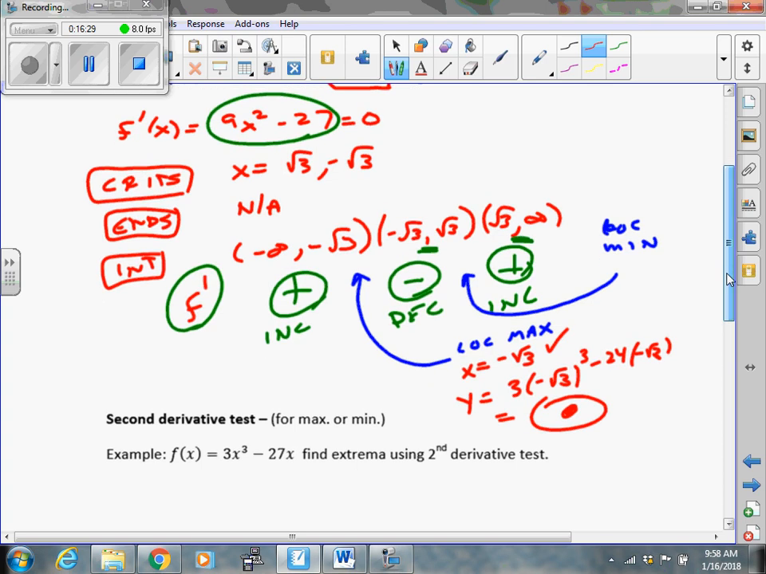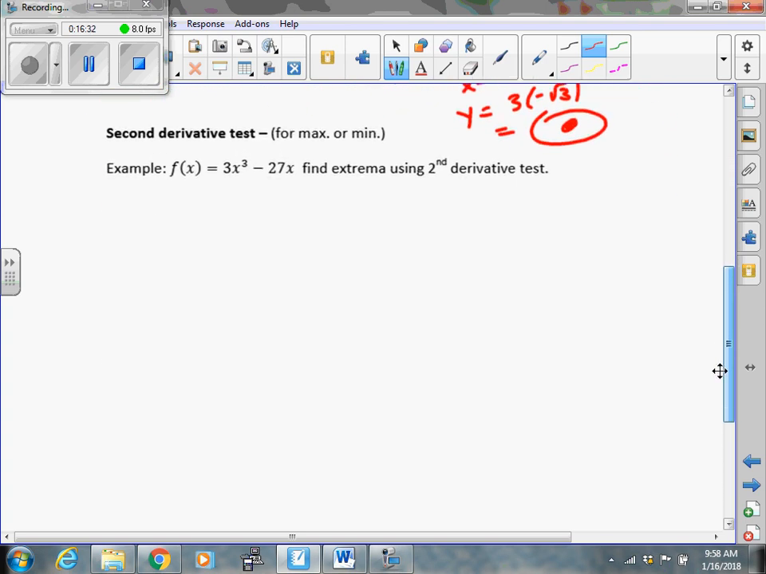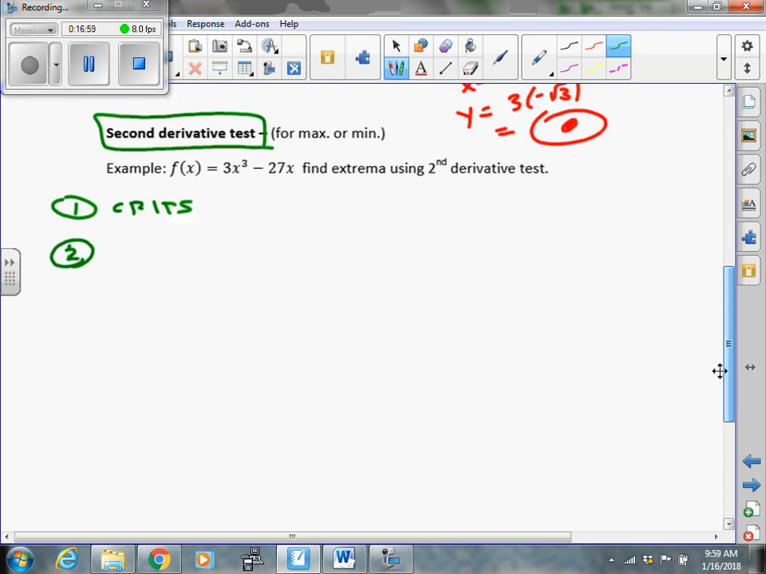Now, let me just make a little observation here. We're going to use another tool. Instead of intervals, remember your steps are crit points, endpoints, intervals, then y values. I'm going to change this up just a tad, because sometimes it's a little bit easier. I'm going to use the second derivative test, which means step 1, I do my crits. I still need to know where those maxes and mins occur, and that's always going to be at a crit. Step 2, I do my ends, because again, that's where my extremes could occur. Now step 3, here's where we get changed.